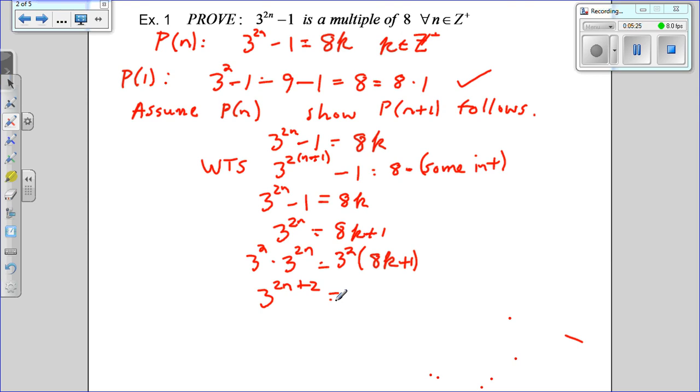And the right side, when you distribute that 3 squared, or 9, you get 72k plus 9. Look at WTS. You want to show that 3 to the 2 times the quantity of n plus 1 minus 1 is equal to 8 times some integer. So let's do this. Subtract 1 from both sides, pull out the factor of 2, and I get 3 raised to the 2 times the quantity of n plus 1 minus 1 is equal to 72k plus 8. And let me do this to the right-hand side. Pull out a factor of 8.